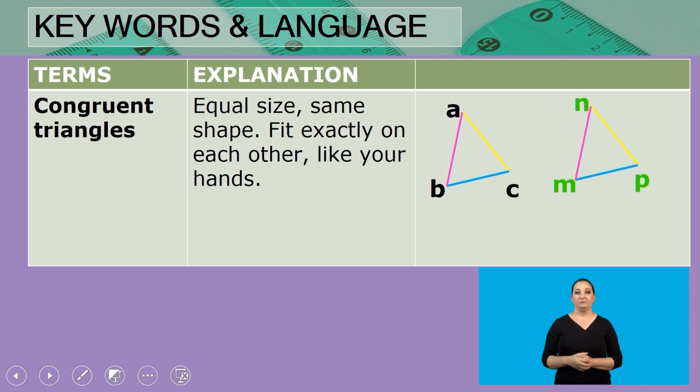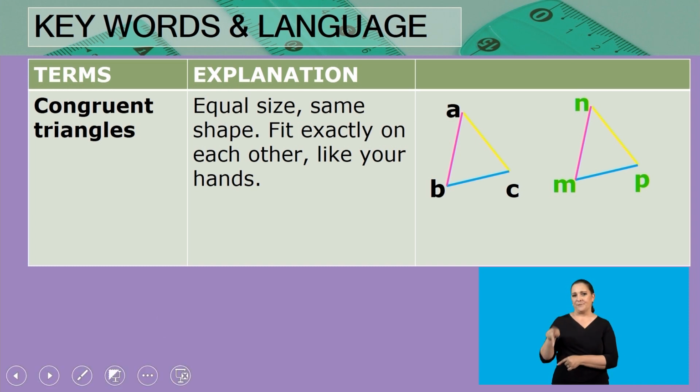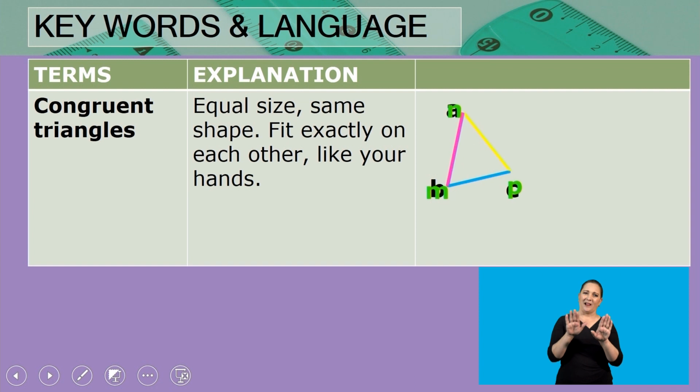Then we also have congruent triangles, and those are equal in size and the same shape. They fit exactly on each other, like your hands that we spoke about at the beginning of the lesson. So looking at these two triangles, triangle ABC is congruent to triangle NMP. As you can see, those two triangles fit exactly on each other. So those are congruent triangles.